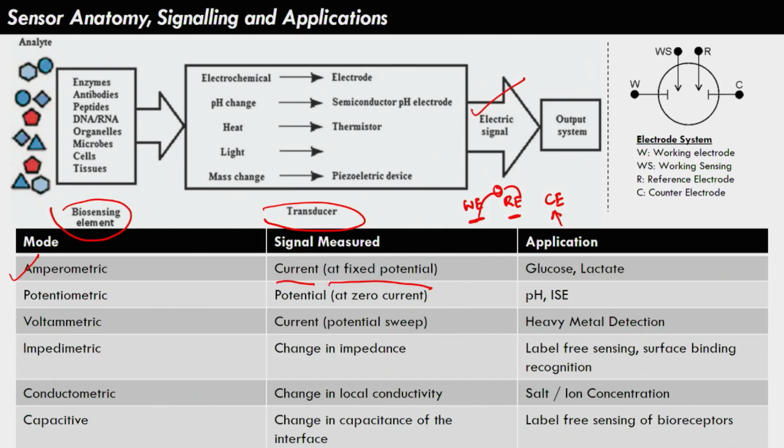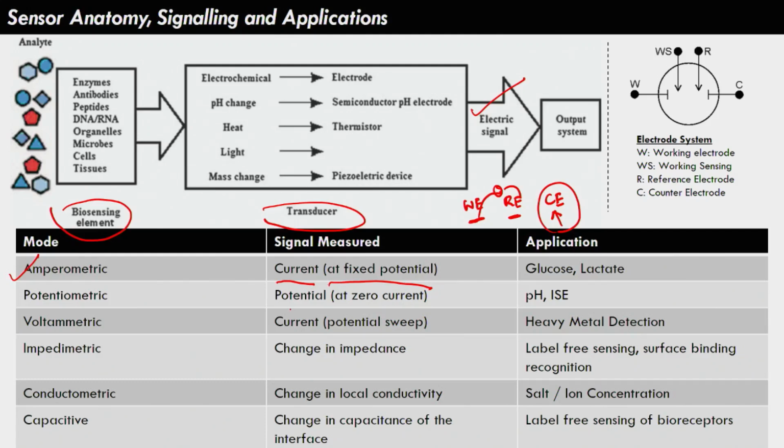Okay. So when we apply this constant voltage, a redox reaction happens, and whatever ion exchange takes place is detected through the counter electrode. That's why we say current at fixed potential. Now in potentiometry, we do not apply any voltage. We simply measure the voltage between the working electrode and the reference electrode. There is no flow of current between the working and reference electrode.